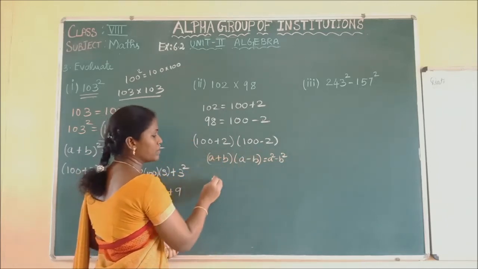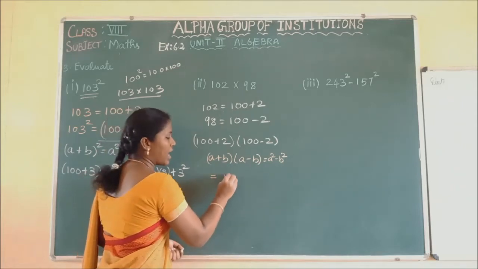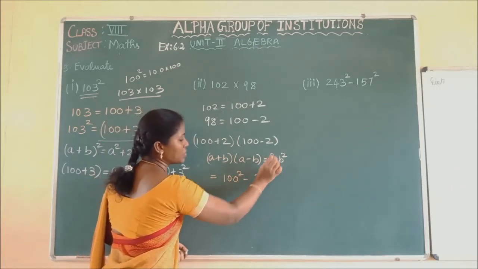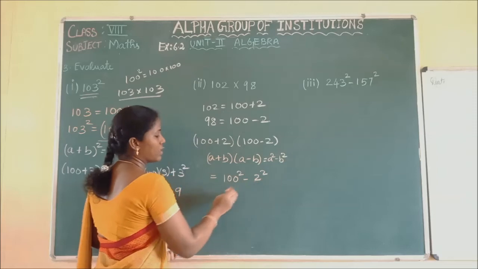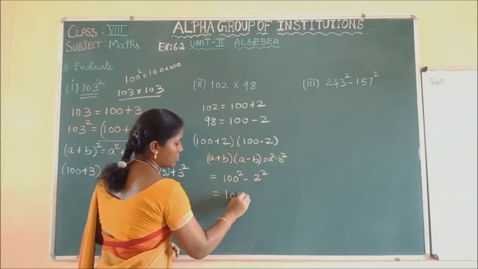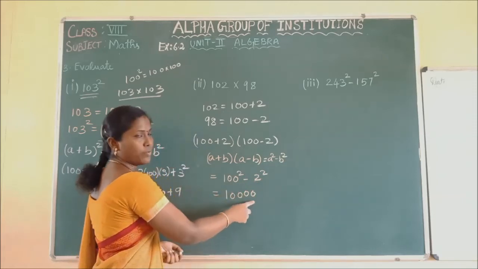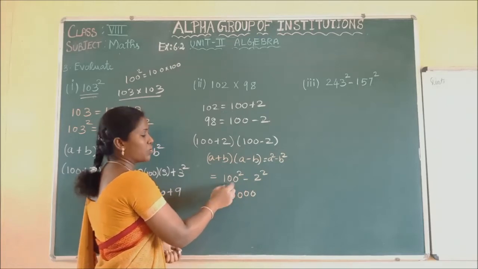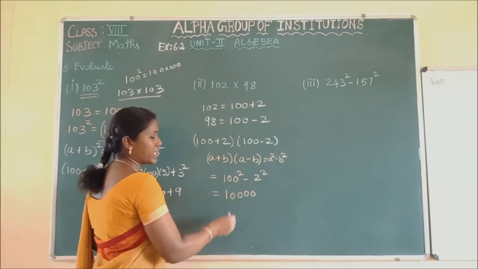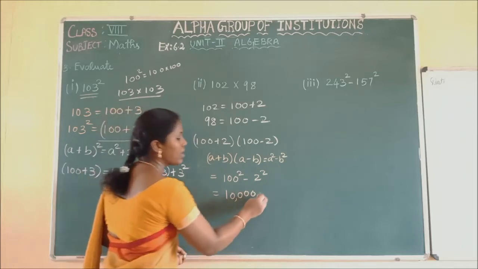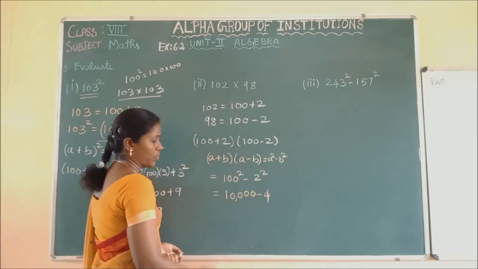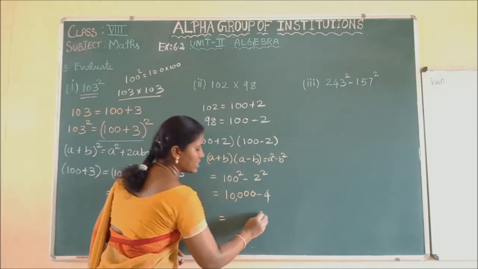So here we use the A square minus B square formula: 100 square minus 2 square. 100 has 1, 2, 3, 4, only 4 zeros when squared, so 100 square is 10,000, minus 2 twos are 4. If I subtract this, what is the answer?